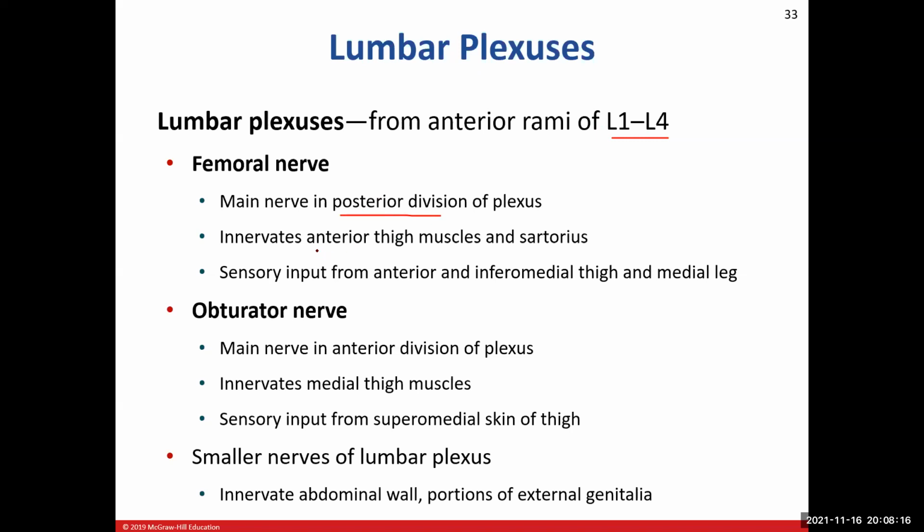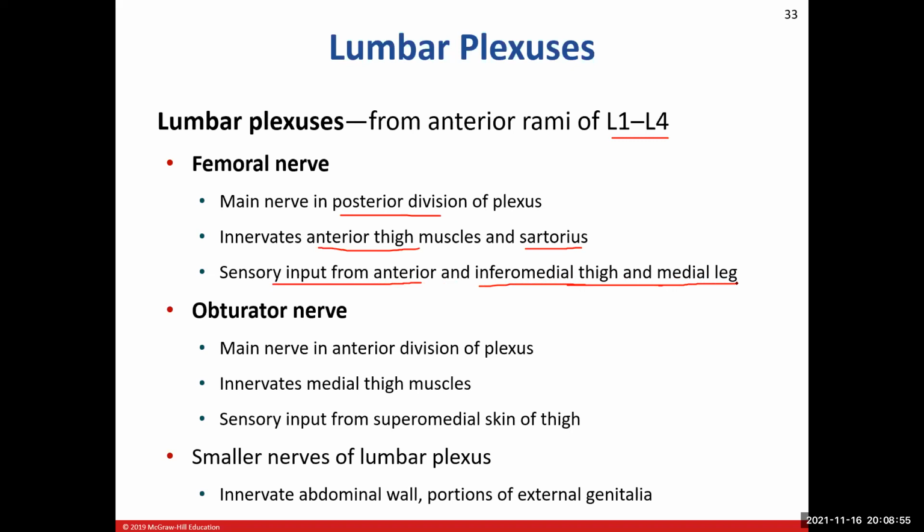It's going to innervate the anterior thigh muscles. Those are your quadriceps muscles. All right, so that's going to help with hip flexion, but mainly knee extension. It's going to straighten the leg out. And also sartorius, that long strapping muscle that crosses over the front of your thigh there. It's going to receive sensory input from the anterior portion of your thigh, and then also the inferior medial portion of your thigh, which is going to be on the inside of your leg close to the knee, and then also the medial portion of your leg. So that'll be on the inside of your calf, the medial portion of the leg there, okay?